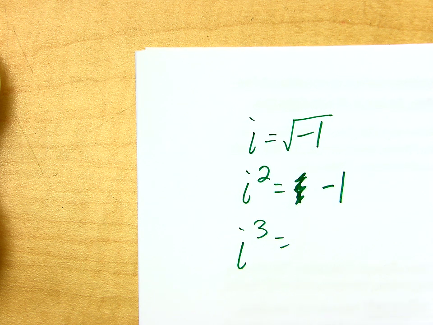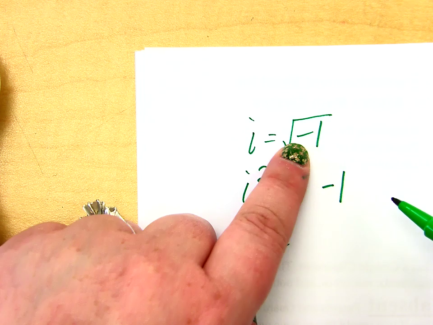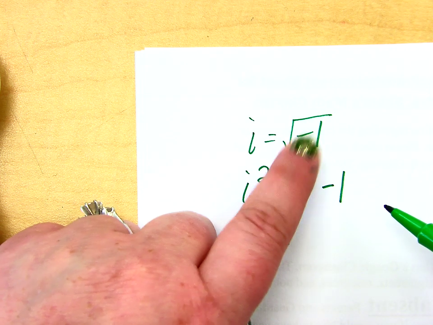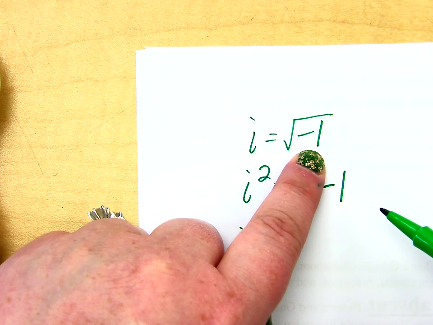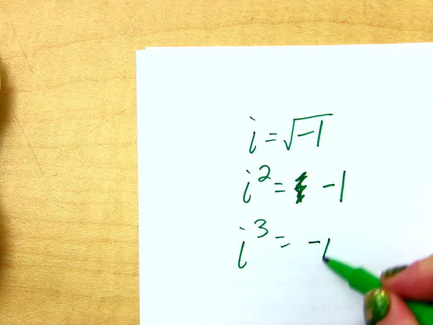It's negative 1 radical negative 1. Yeah, so it's negative square root of negative 1. So instead of just calling this square root of negative 1, I can just say negative i.